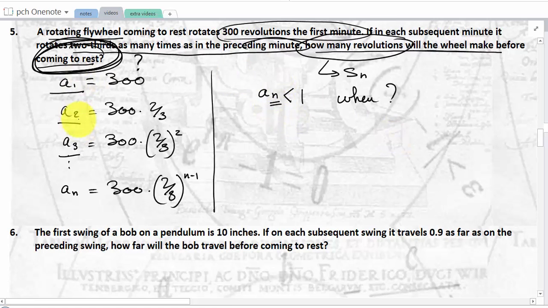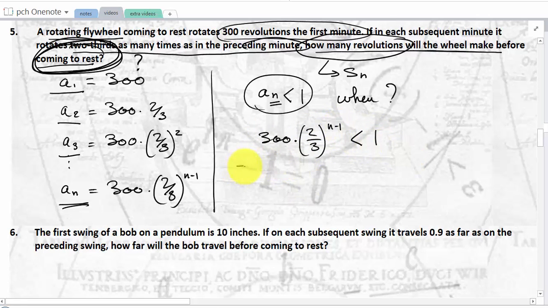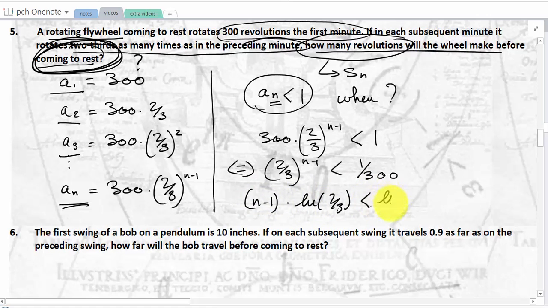Remember, n is like the minutes, right, basically. When does it happen that an is smaller than 1? I don't know. Let's see. Let's set it up. So 300 times 2/3 to the n minus 1 smaller than 1. We know how to solve that. So that means that 2/3 to the n minus 1 smaller than 1 over 300, which means that, okay, should I take the ln here? Sure, why not? Which means that n minus 1 times ln of 2/3 smaller than ln of 1 over 300.